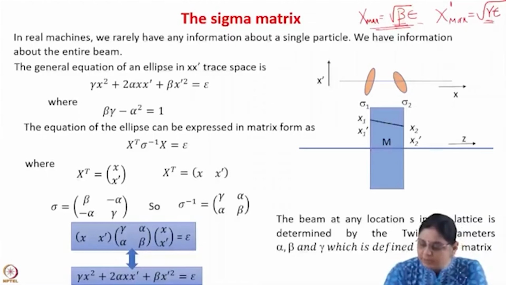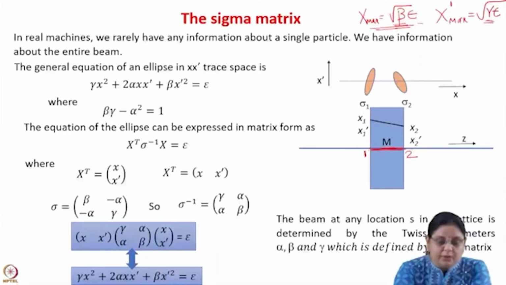So let's say we have two locations, point 1 and point 2. This is how the beam ellipse looks at location 1, and this is how the beam ellipse looks at location 2. In between we have some system, some magnets, some drift spaces, some elements, and the total transfer matrix is given by M.